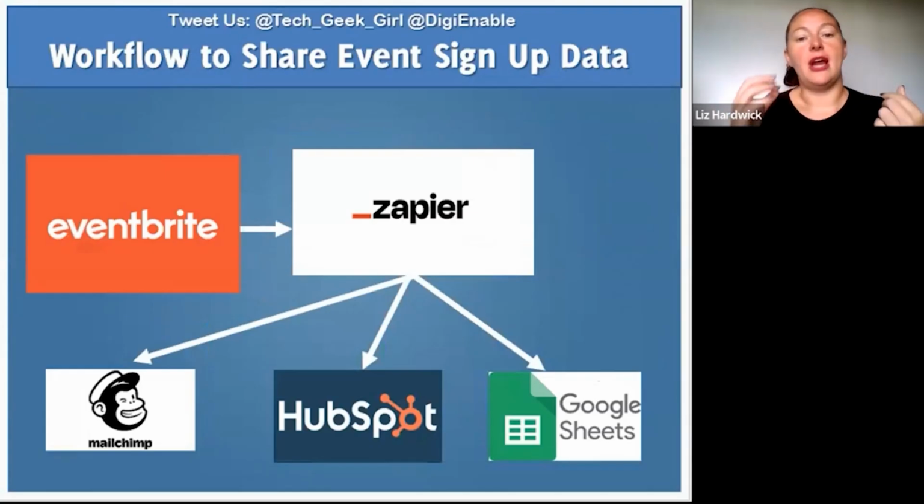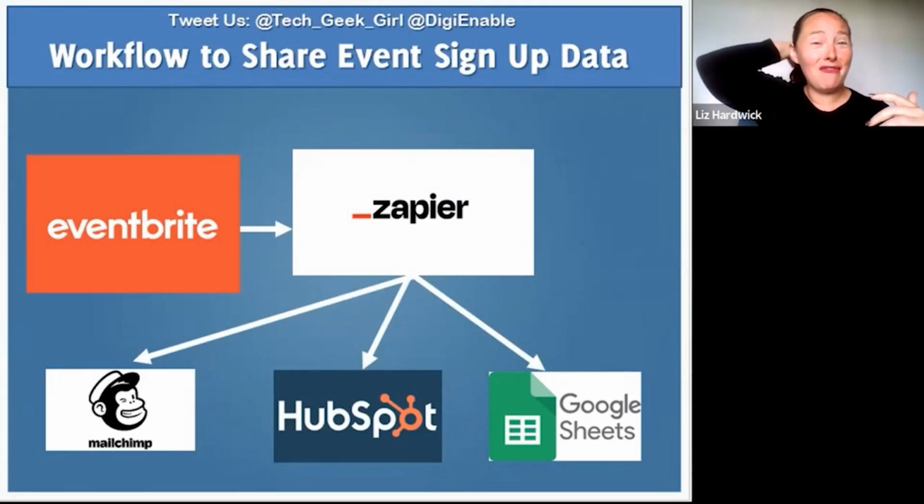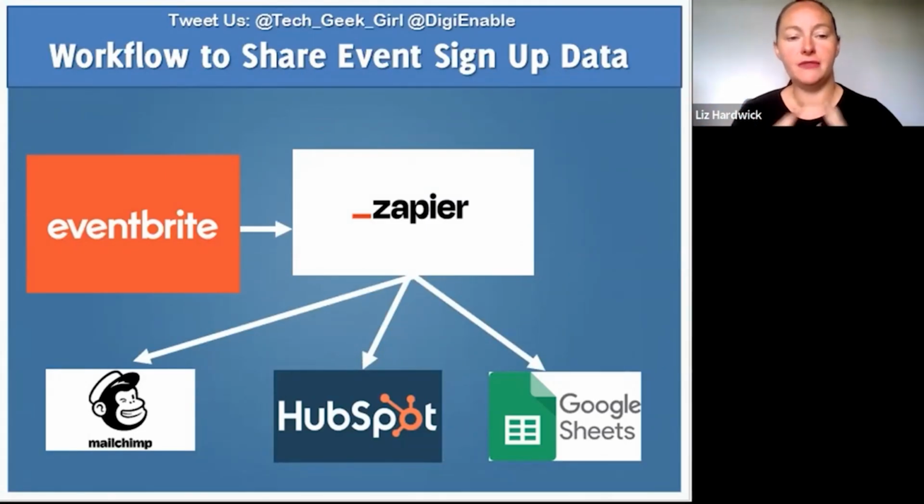So, workflow to share event sign up data. I thought, okay, if you're all doing events, or you just need names of attendees for an event, it might even be an internal staff conference, for example, you might be using a ticketing software like Eventbrite. Eventbrite loves Zapier, so that is automated straight away. You saw that on one of the screen grabs before.